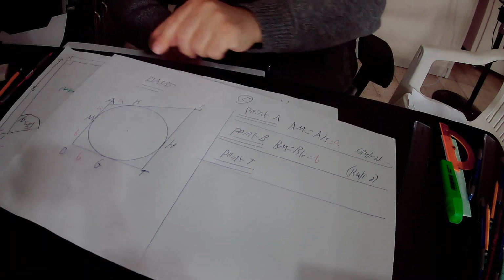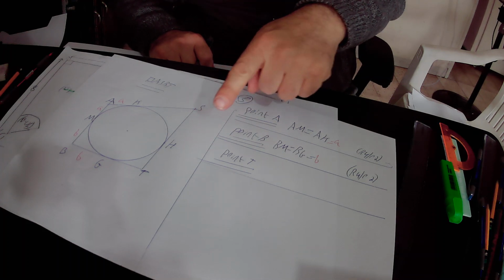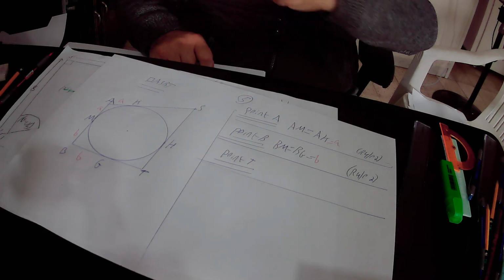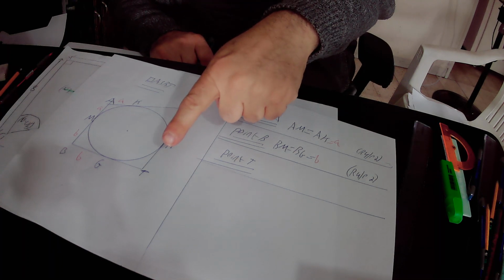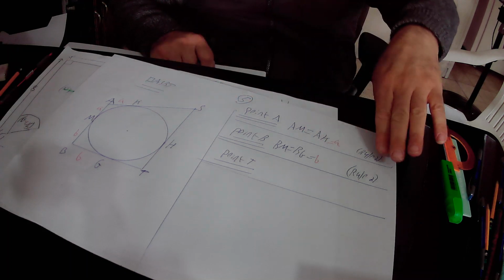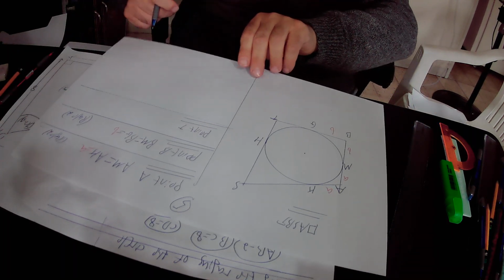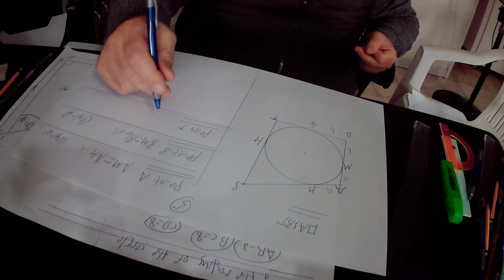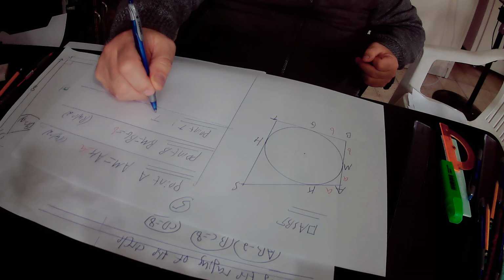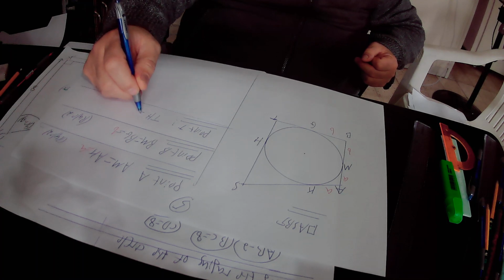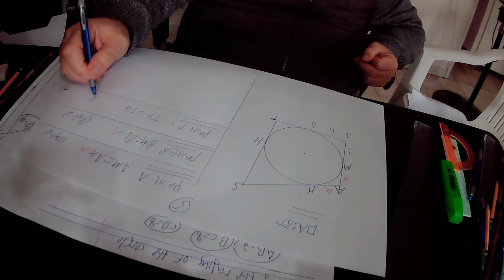From the common external point T, we have two tangents to the circle, tangent TH and tangent TG. According to rule 2, they are equal to each other. That is to say, TH equals TG. The length of tangent TH is equal to the length of tangent TG according to the same rule, rule 2.